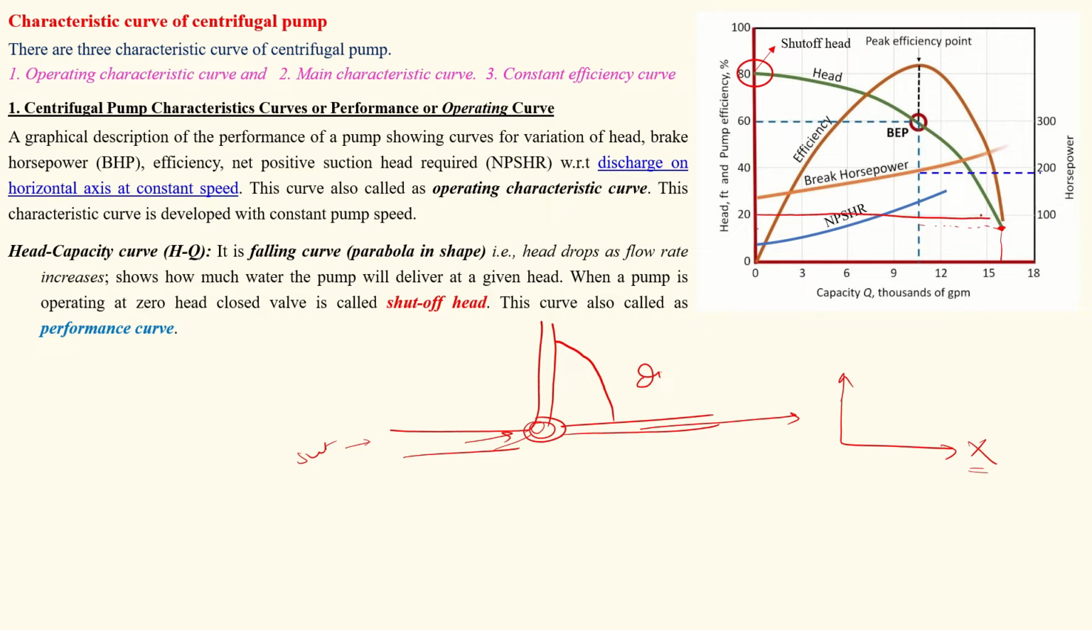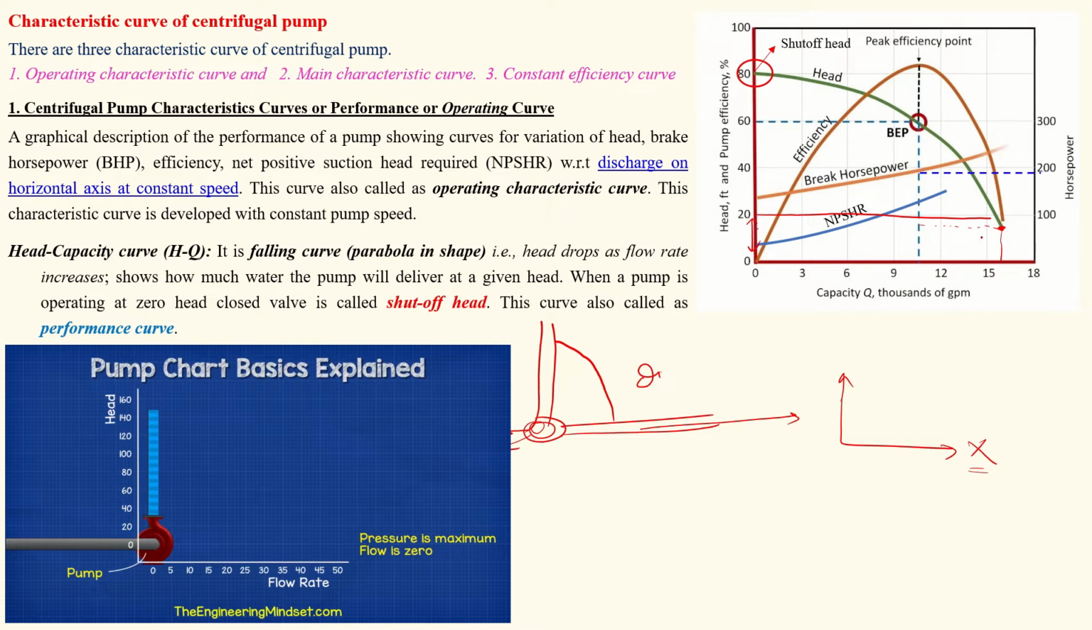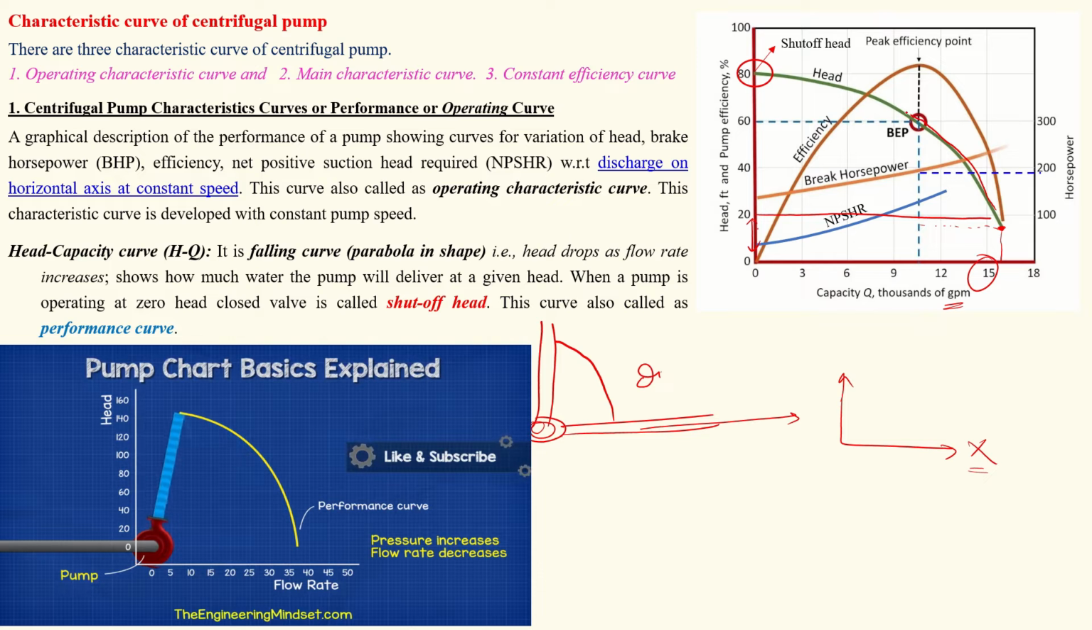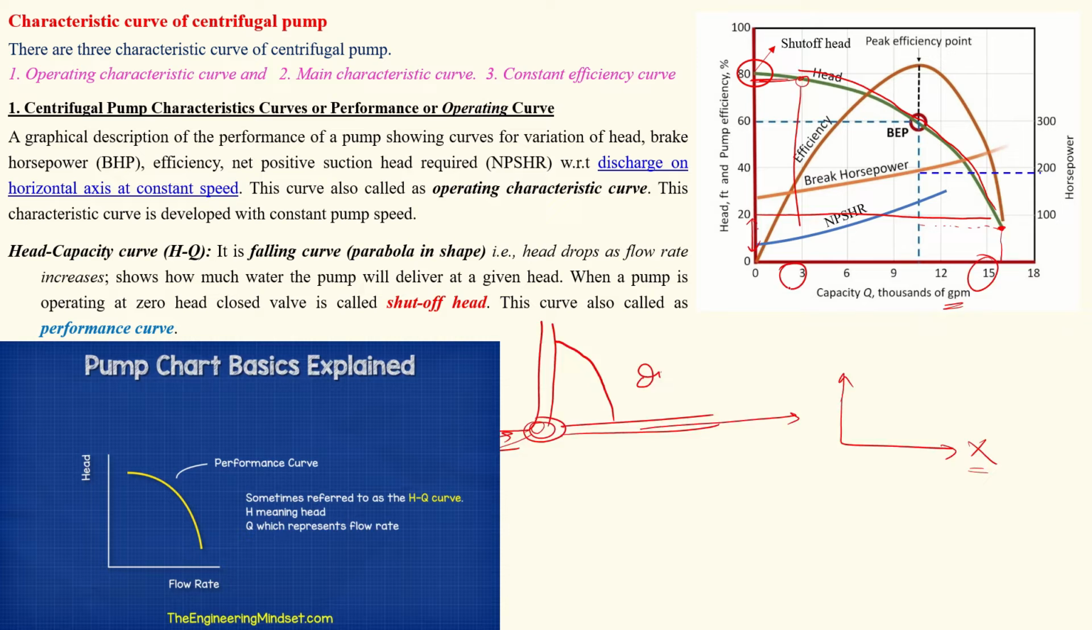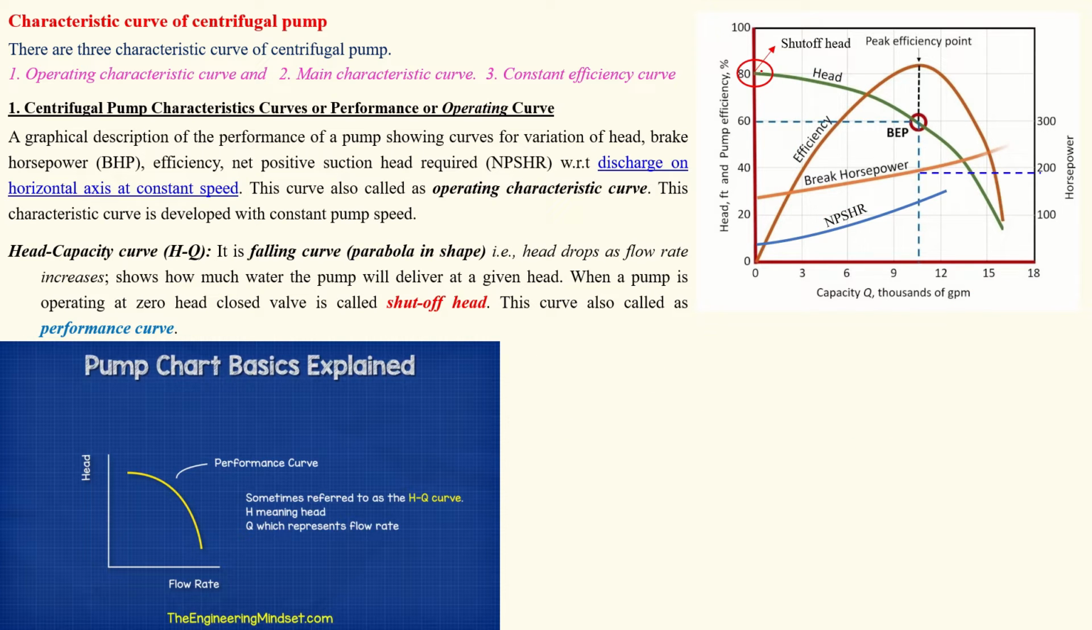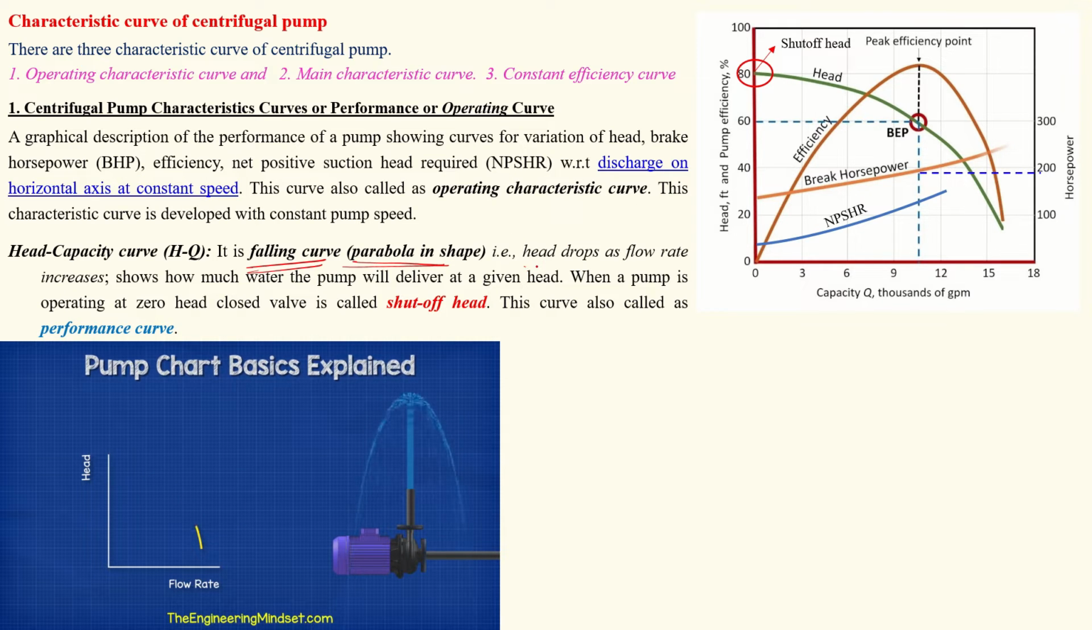Suppose this is 20. For 20 feet the discharge is 15 GPM. The discharge is reducing and the head is increasing. Suppose at this point the head is 80 meters and the discharge is only 3 GPM. So the head versus discharge curve is a falling curve, and it is also parabolic in shape. So the head drop for a given flow rate increases.